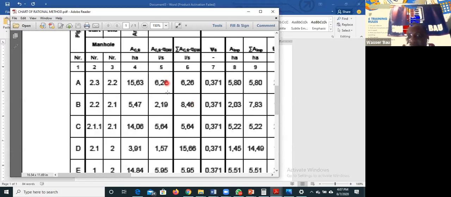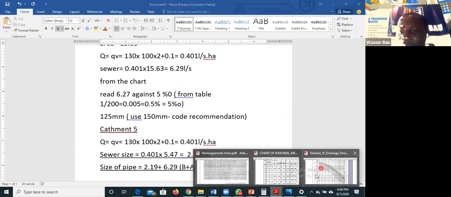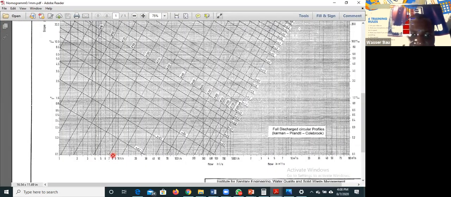So this is my A, this is my B. After getting my A, I sum, this is summation. I now accumulate it, so B becomes 8.46 liters per second. Then I go to my chart. When I get to my chart, I'll go to 8.46. I'll read it against the slope.